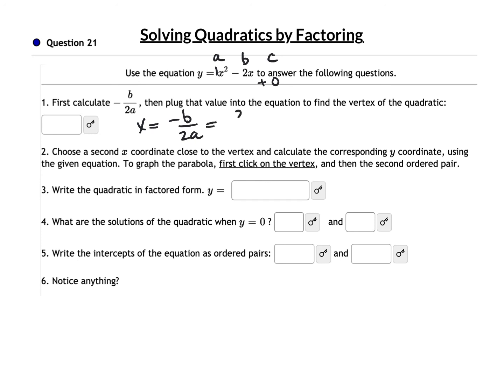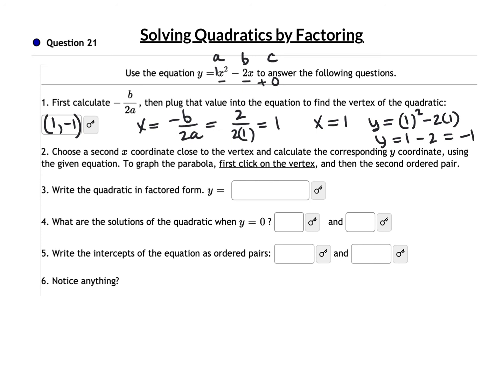The opposite of b would be 2. The opposite of -2 over 2 times 1. This would be 1, so x equals 1. Now we want to find the vertex, so we're going to plug that 1 in the equation. Y equals 1 squared minus 2 times 1. I'm putting 1 in for x. 1 squared is 1, so this is 1 minus 2, which is -1. So the coordinates of the vertex are 1, -1.